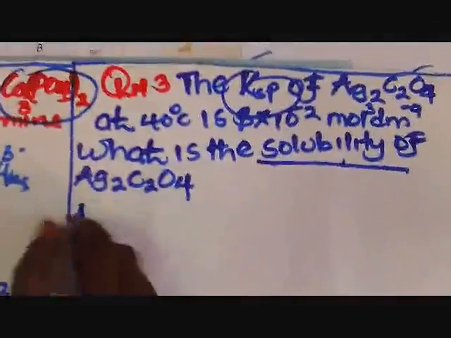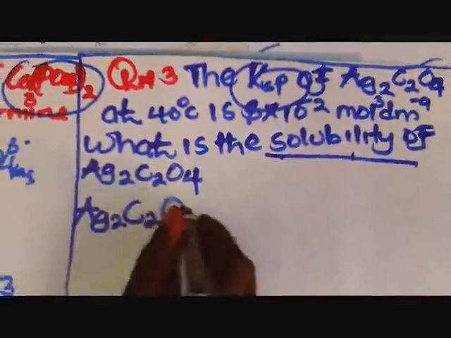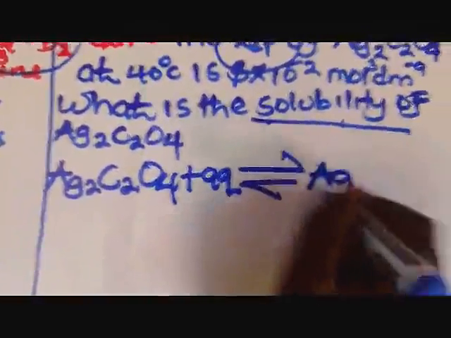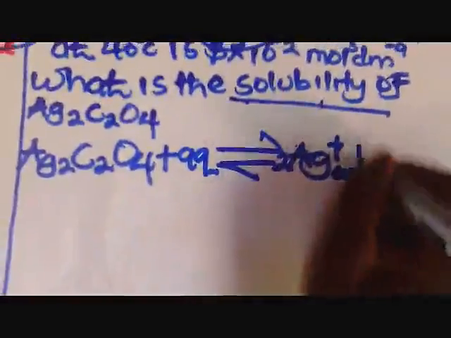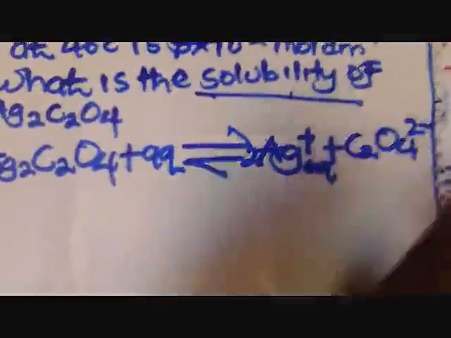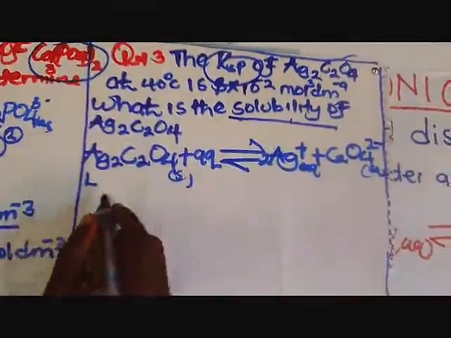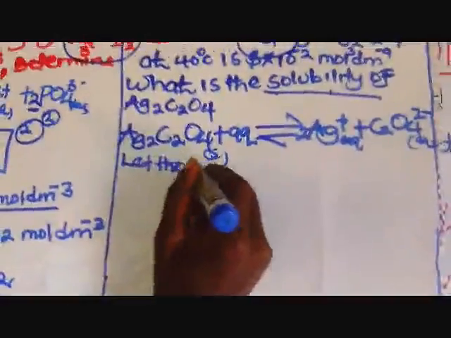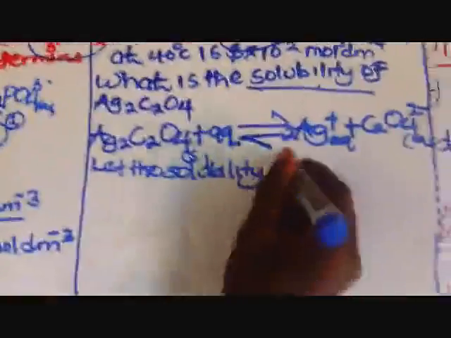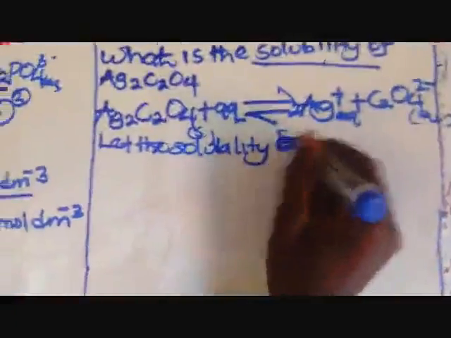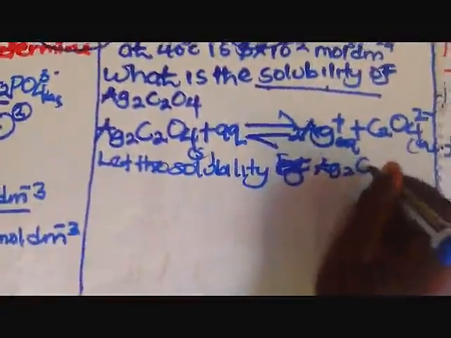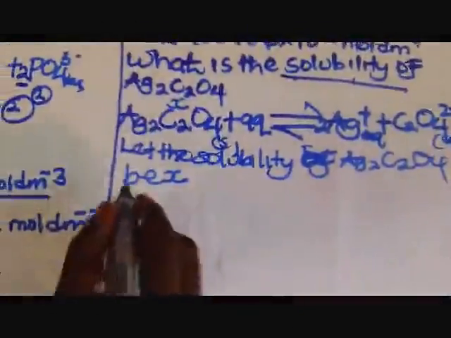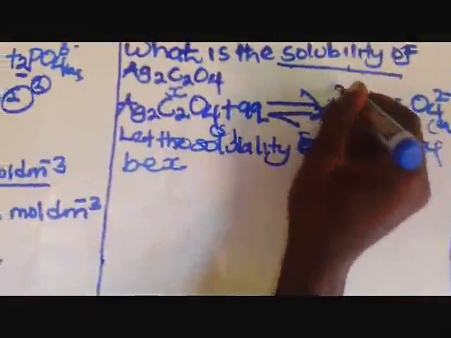We shall write our equation here as silver oxalate, like that. We said you can put an equal sign here or you can just put reversible arrows. Then we are getting silver ions plus oxalate ions. Then we are going to write, members, after writing our equation like that, then we shall come and relate the solubility, for example, solubility of silver oxalate, for example, x.